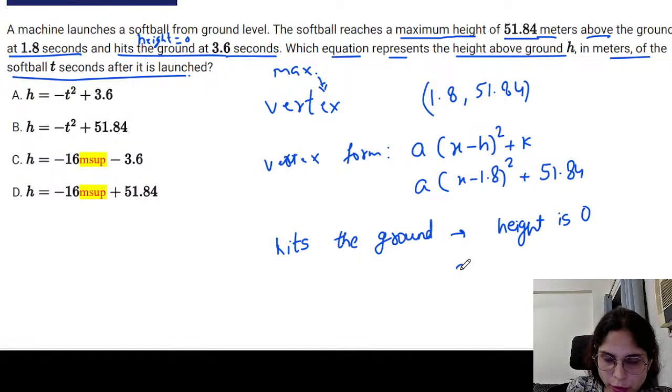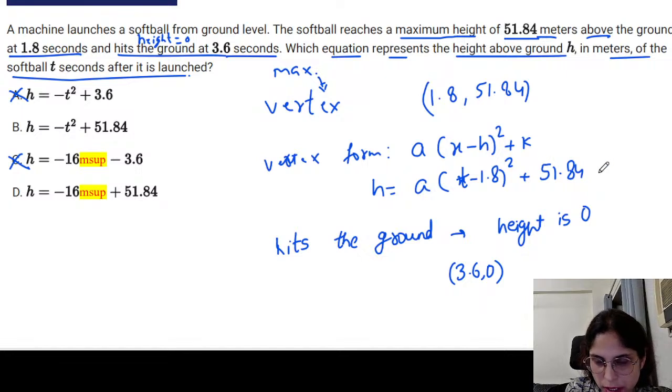So this point is going to be (3.6, 0), and that is enough to get the value of a. Alright, and from here you can directly cross out this option because we are adding 51.84. And you can cross out this option as well. So this is h equals a times (t minus 1.8) squared plus 51.84.